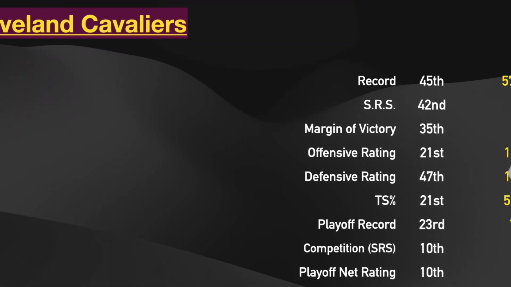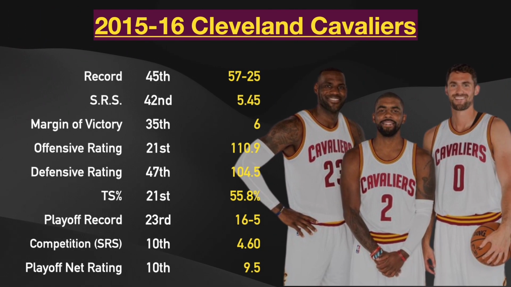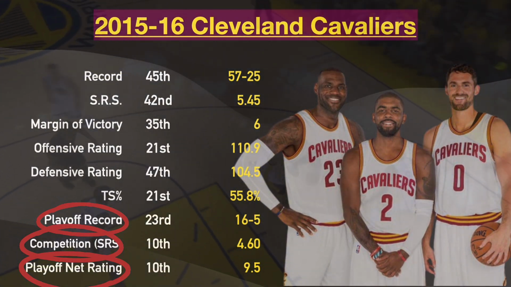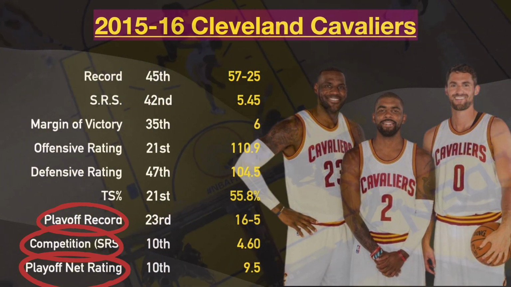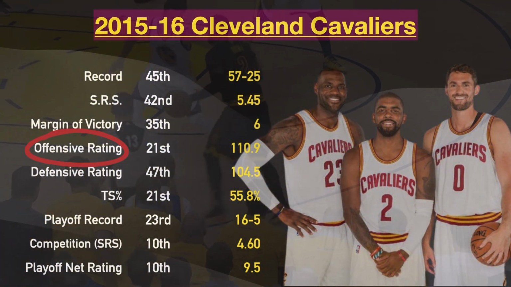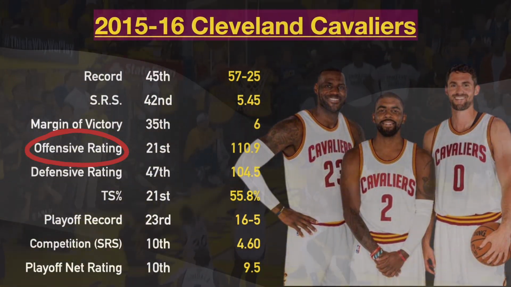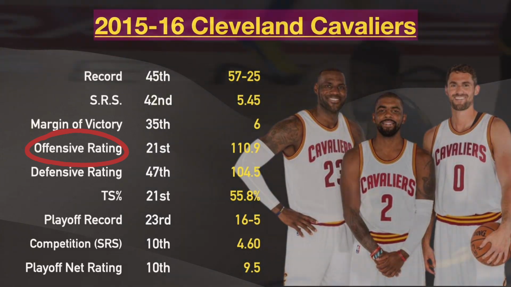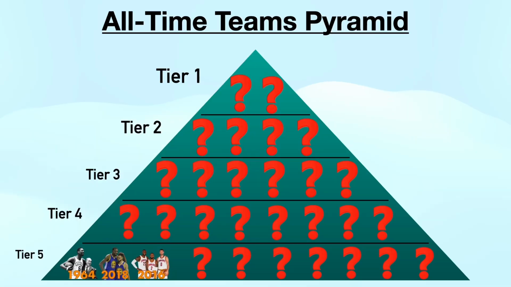The biggest strength of this Cavs team was their unreal playoff run, placing top 10 in playoff competition and having a top 10 net rating of all time in the playoffs, while having an impressive 16-5 postseason record. And you could talk about their above average offense. The regular season for them was average at best, which, just like the playoffs, is a big factor in ranking these teams.